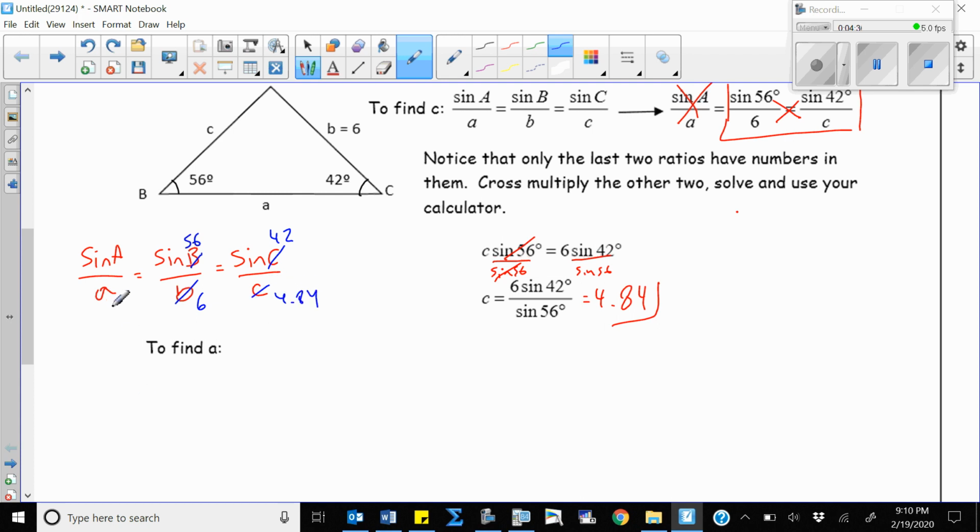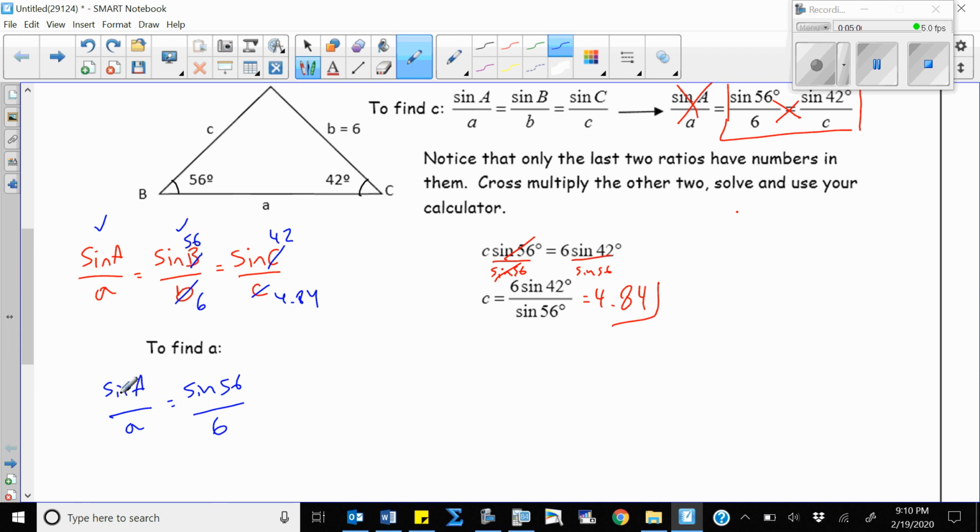Now our goal is to solve for side a. That means basically we have to use this part of the equation. I can use either of these other two. I'm going to choose this one. So sine A over a equal to sine of 56 over 6.